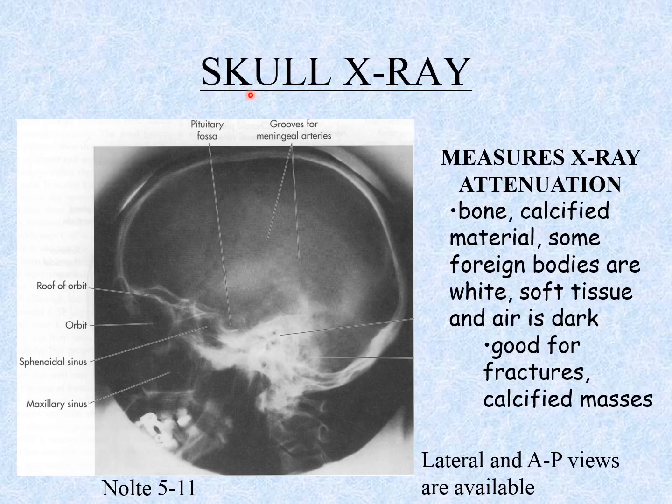A skull X-ray measures X-ray attenuation. You see here bone will be calcified and will be white. Some foreign bodies, metallic in particular, will appear white. Soft tissue is dark. It's very good for skull fractures and for calcified masses. And you can obtain these views in both lateral and AP views.